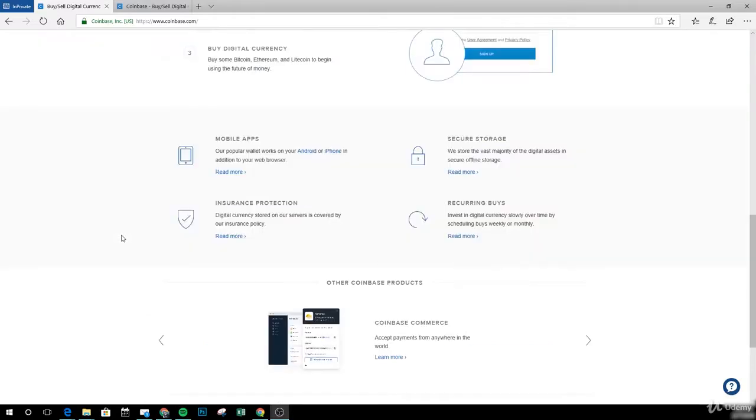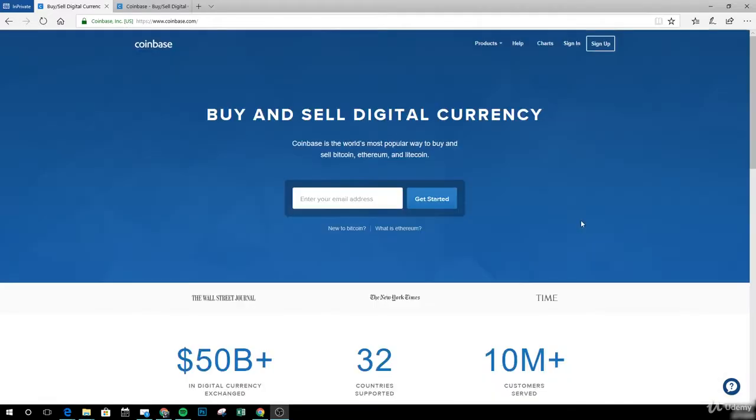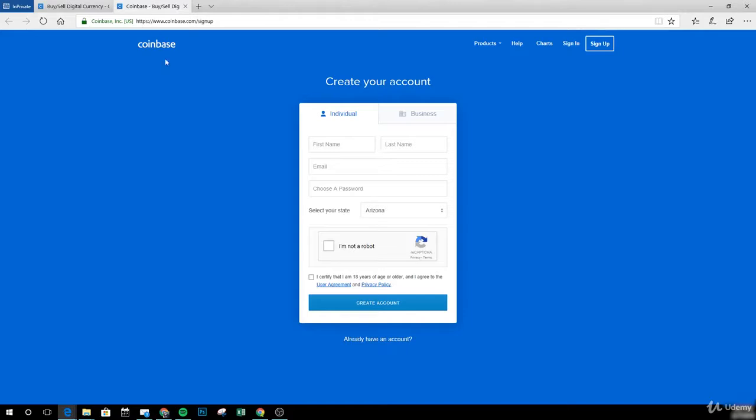In addition to that, they have a mobile application for the iPhone and Android phones. They do store a lot of their assets on offline secure storage. The cryptocurrency that is stored on their servers is covered by their insurance policy, and they do have some interesting features such as the ability to do recurring purchases on the platform. Now, in order to get started, you just need to go to the sign up link here, and then once you're there, just fill in some of your personal details and then create your account.